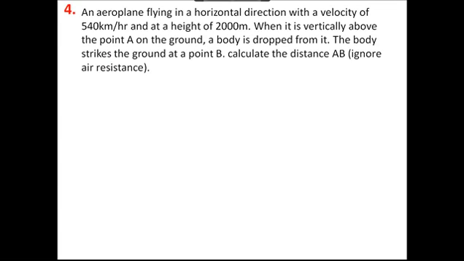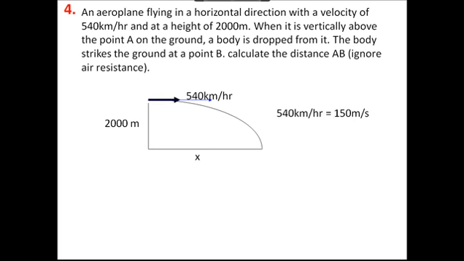And now next problem goes like this. An aeroplane flying in horizontal direction with a velocity of 540 km per hour at a height of 2000 meters. When it is vertically above the point A on the ground, a body is dropped from it. The body strikes the ground at B. Calculate the distance AB and ignore air resistance. Okay. Pictorially, it looks like this. 2000 height is given, and we need to find distance x.